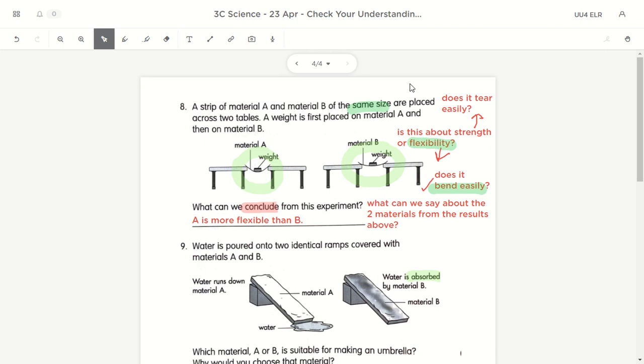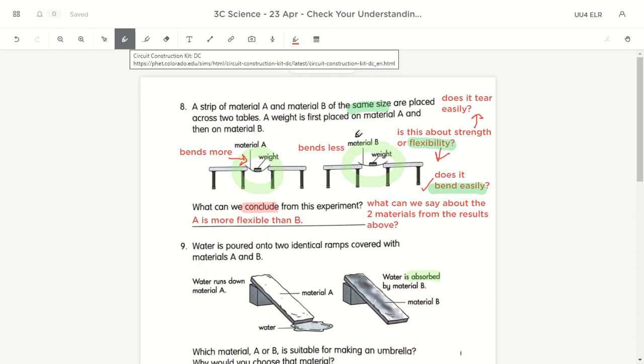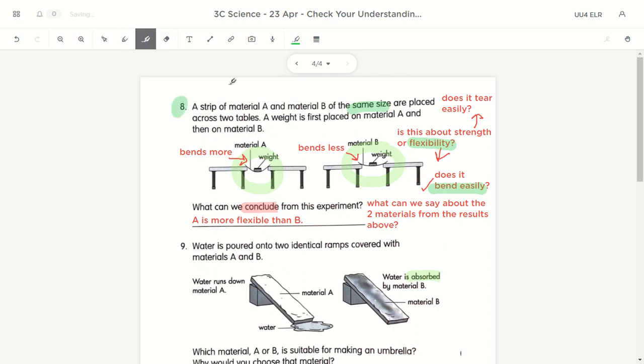Okay, just to make sure, let's write that down. You realize that this one bends more, and this one bends less. So whenever you have an experiment like this, you need to know what you're doing. This experiment is not testing strength. This experiment is testing flexibility, because this is bending more, this is bending less. So A being able to bend more is more flexible than B. Most of you got this wrong. So this is a good question. Please take note of it.